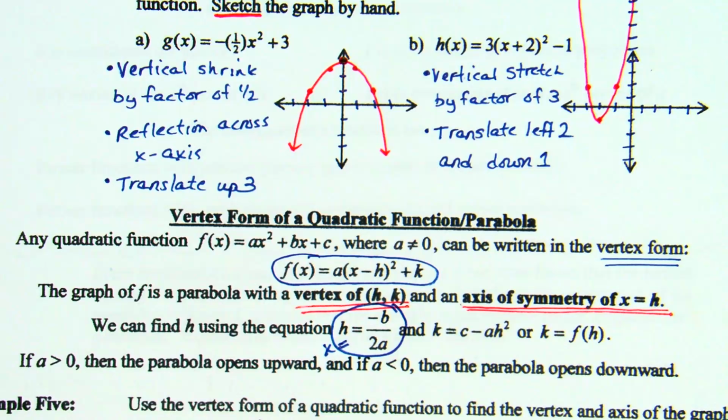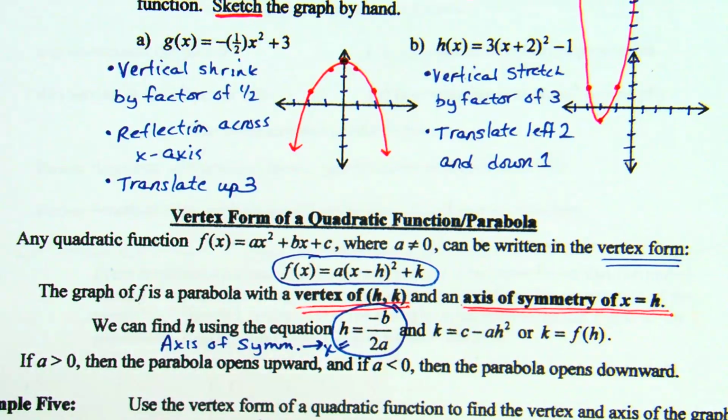Now, to find k, so to find the second half of the vertex, do you remember what you've done in the past? Once you get that axis of symmetry or that x value, to find y, take the x value and just plug it into the equation. Okay, that's what we've done in the past: once you have the first half of the vertex, you plug it into the equation, you find the second half of the vertex. And that still works. And that's what they're referring to right here when it says k equals f of h. That's saying if you take h, so the x value, and you plug it into the equation, you'll get k, which is the y value.